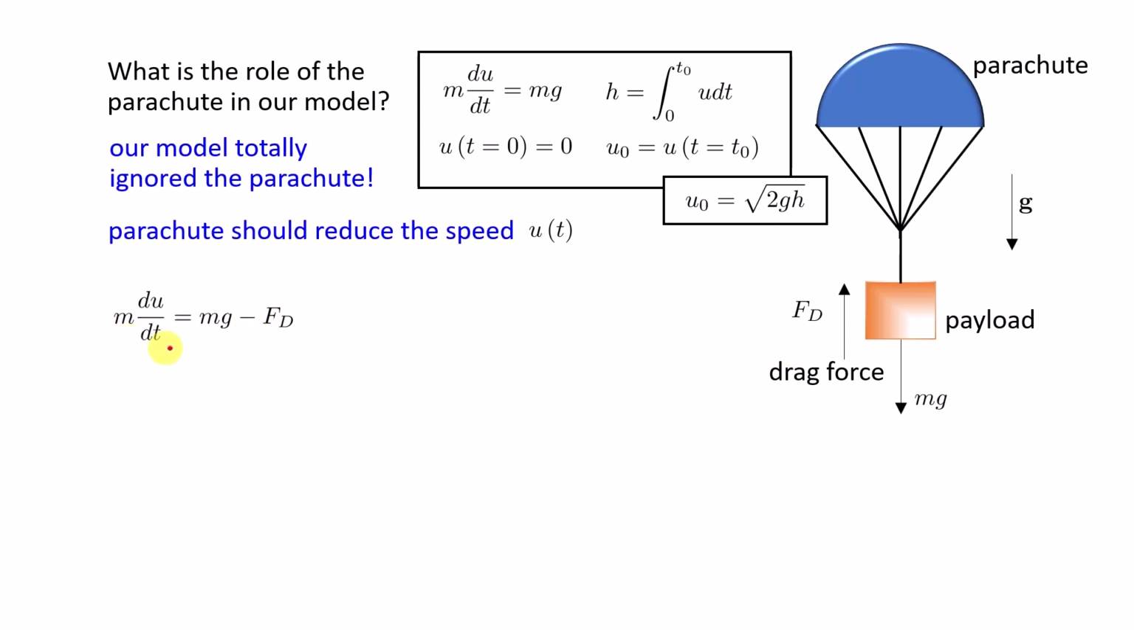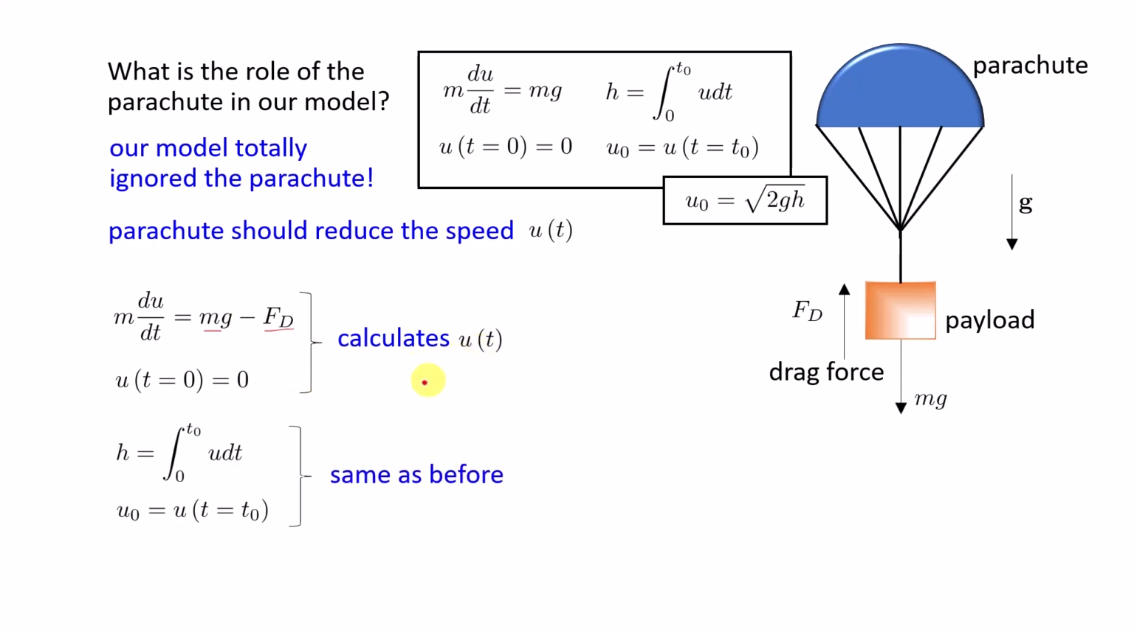Which basically means that our model should be m du/dt equals mg minus fd, where fd is the drag force. And of course, it doesn't change the initial condition, so u at t equals 0 is 0, that remains there. And obviously, if we solve this differential equation, we can get the speed u. And then of course, we can get h, which is the integration from 0 to t naught of u dt.